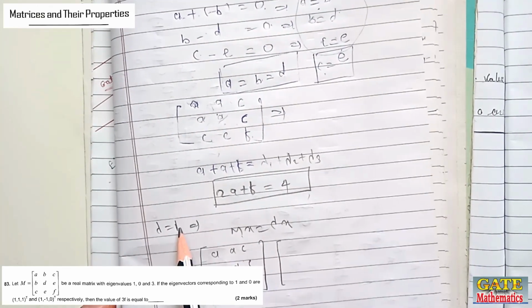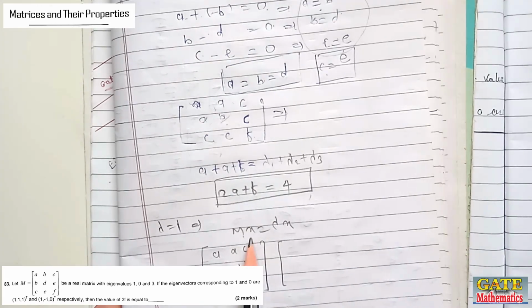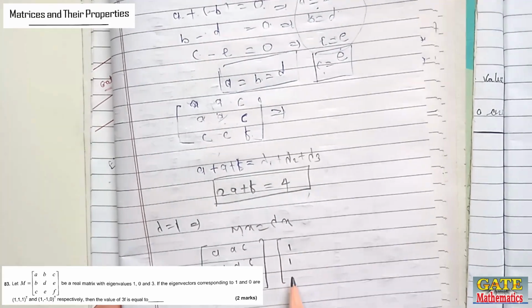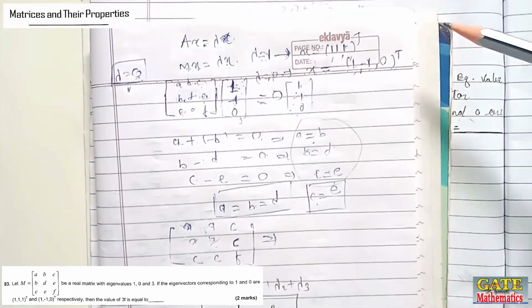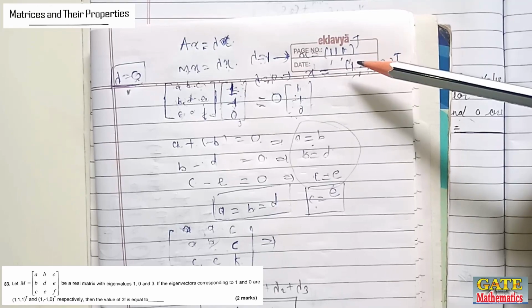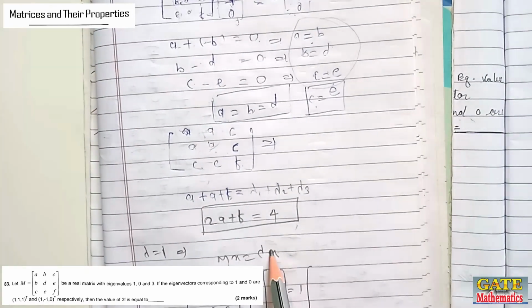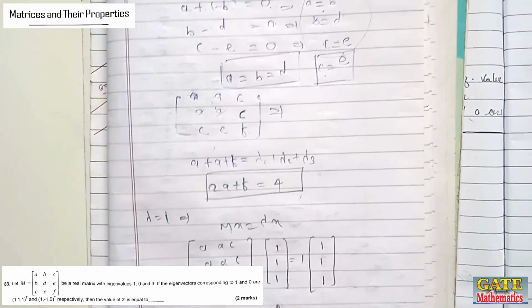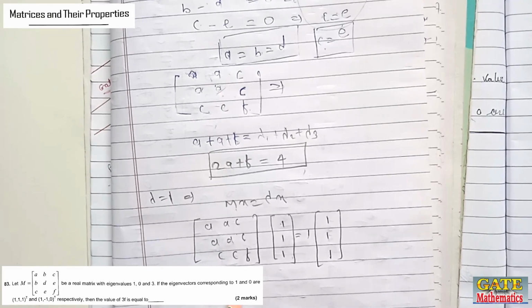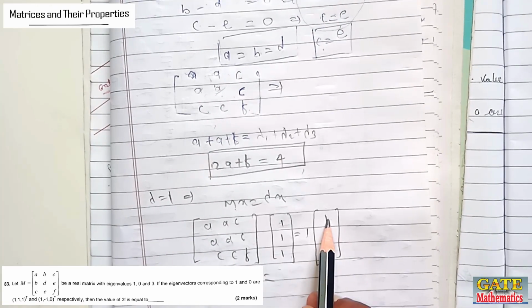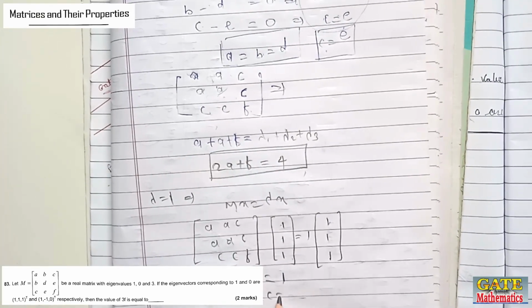With respect to the eigenvalue lambda equal to 1, we have the eigenvector 1, 1, 1, as given in the question. So apply here Mx is equal to lambda x, 1 multiplied by the vector 1, 1, 1. Now find out the value of A plus C. That means A plus C is equal to, comparing this value, 1. Again A plus C, A plus C is equal to, compare here.